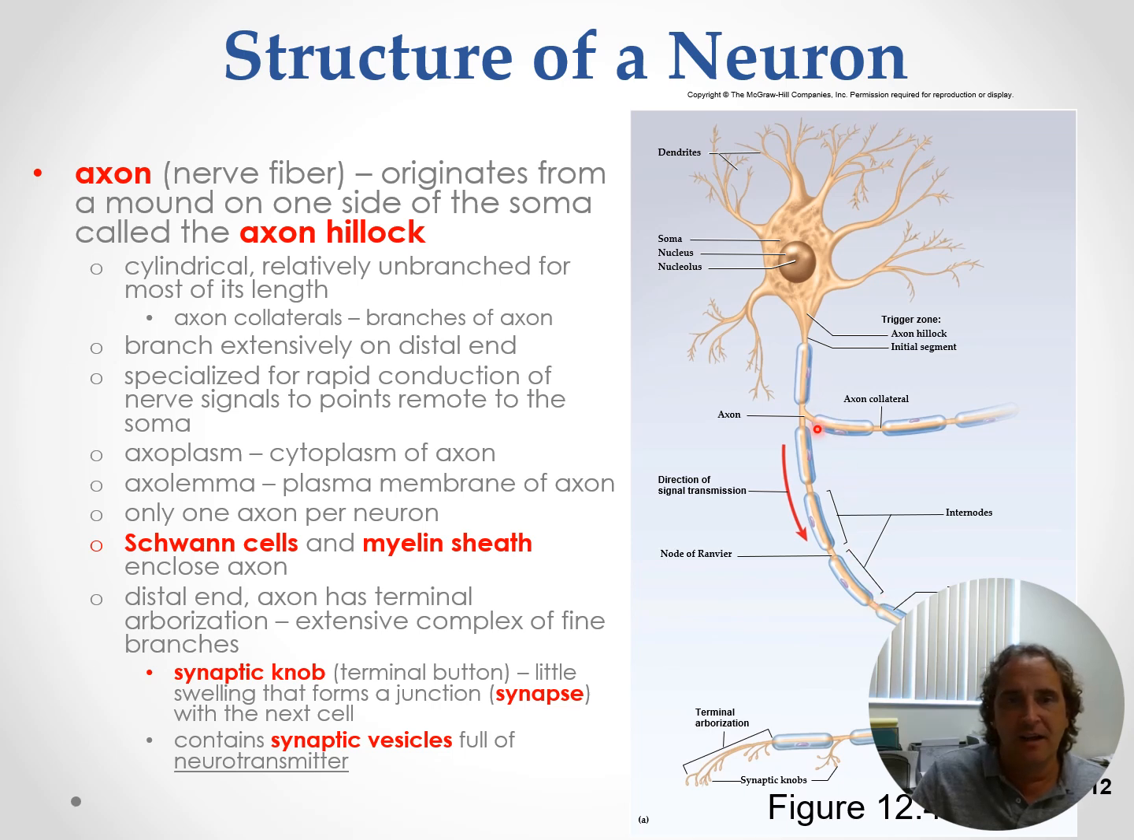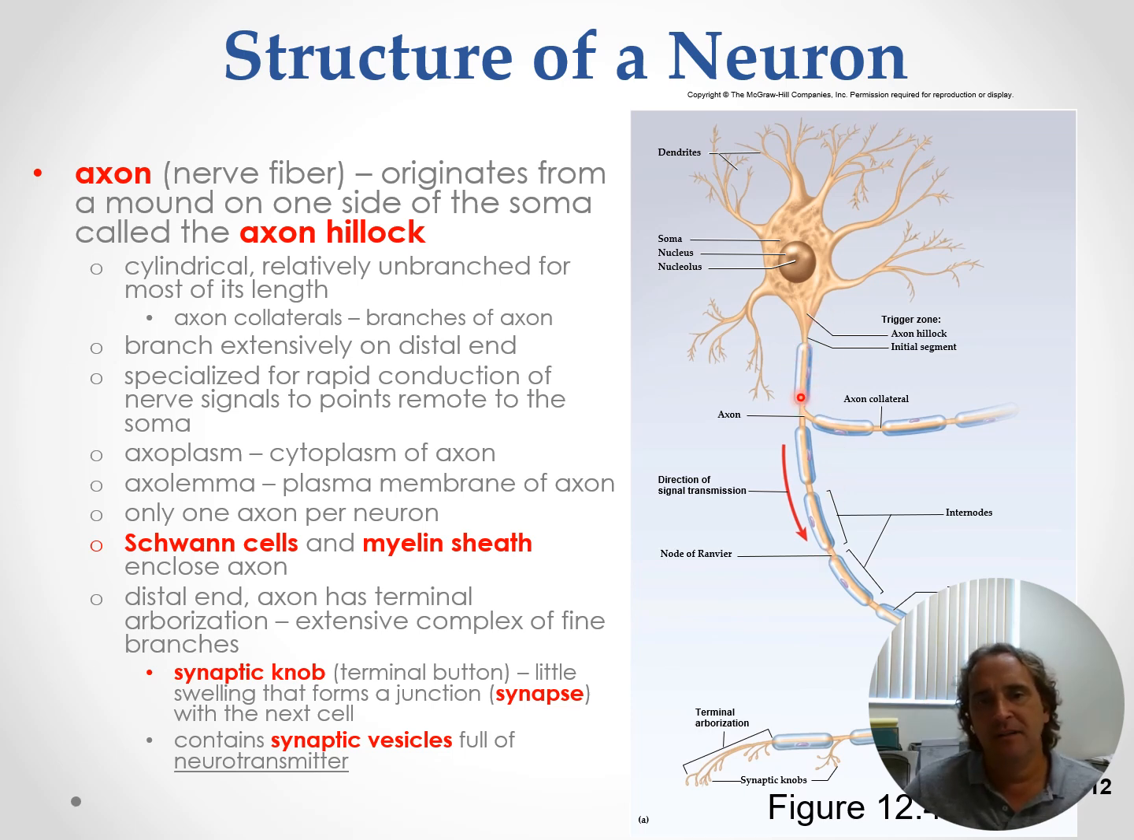The axon can have different collaterals, which go off in different directions. So one axon can talk to many different parts of the brain, or many different parts of a muscle fiber, and so on via these collaterals. What makes the signal travel so quickly? It's because of something called myelin.